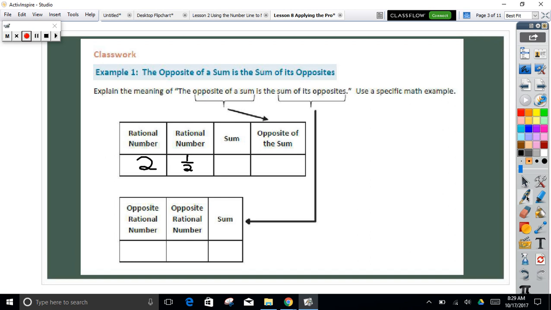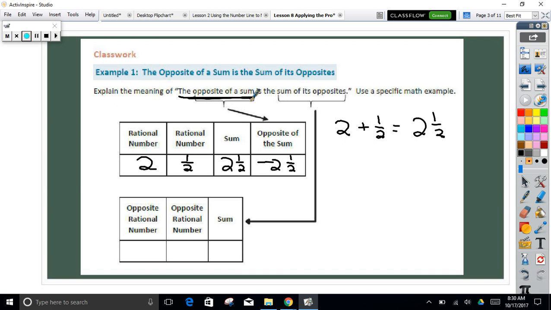So 2.5. And it asks for the sum. So I'm going to take 2 plus 1/2. What is 2 plus a half? Irene. 2.5. It's 2.5. So 2 plus a half is 2.5. So the sum is 2.5. Now, what would the opposite of 2.5 be, Devin? Negative 2.5. Okay, so this is the opposite of a sum. So that's what they're talking about in this first part. The opposite of a sum. So the opposite of our sum of 2.5 is negative 2.5.